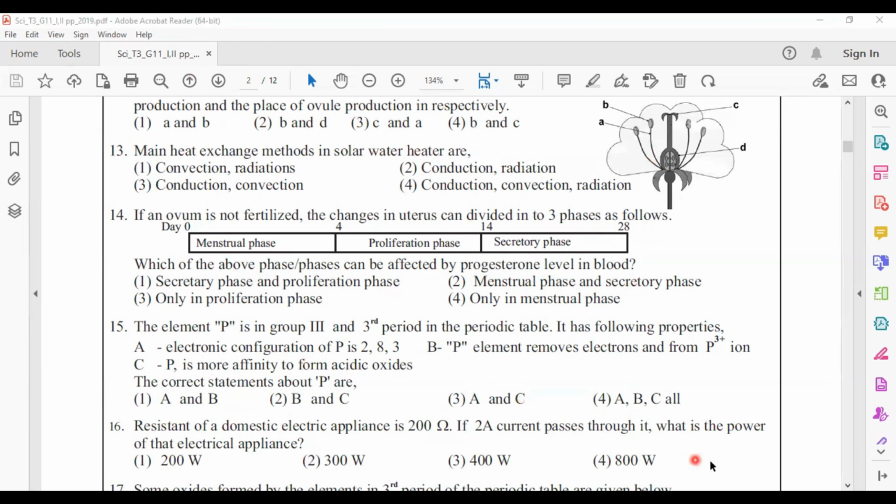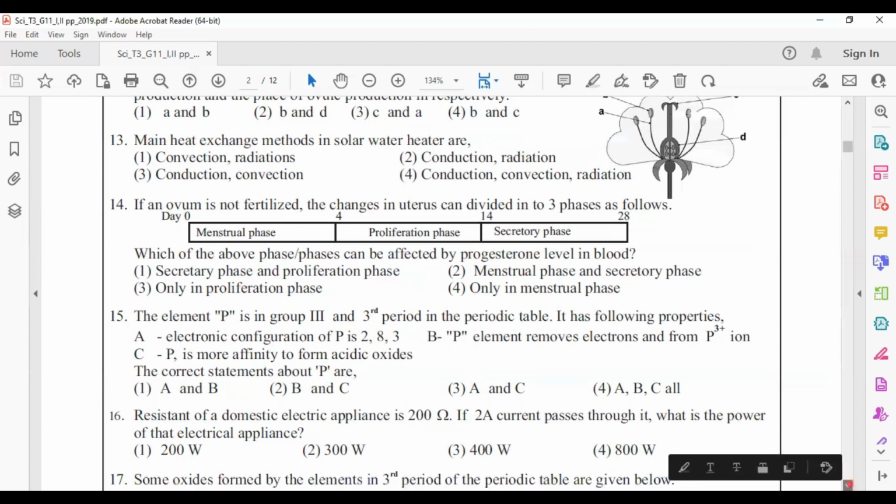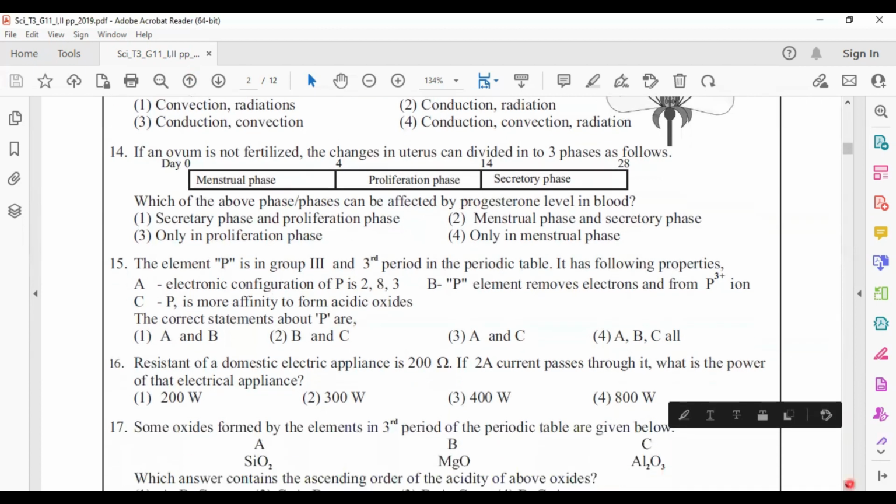The element P is in group 3 and third period in the periodic table. It has the following properties. Electronic configuration is 2, 8, 3. It is correct because group 3 means the outermost energy shell should have 3 electrons. Period 3 means it should have 3 energy levels. Now count the number of electrons here. After adding all these together, we can see that there are 13 electrons.